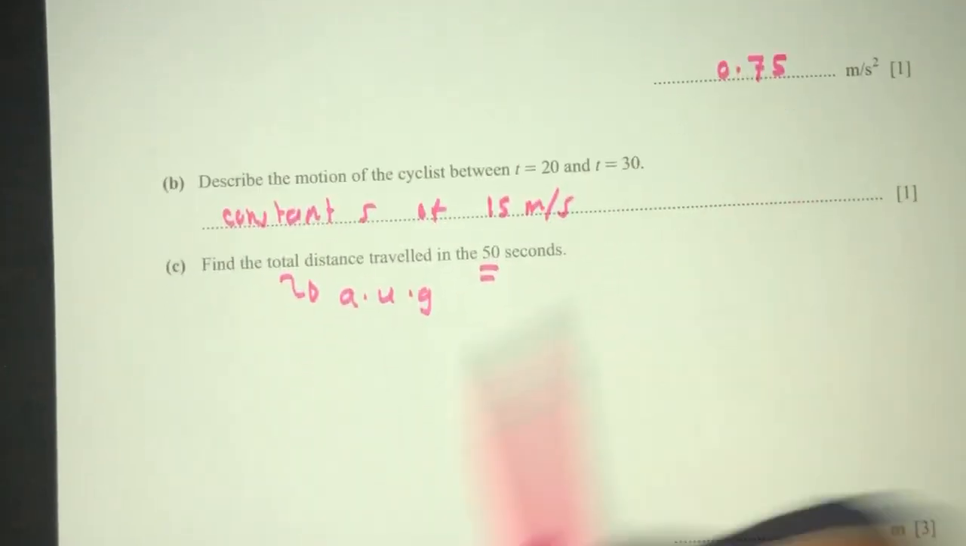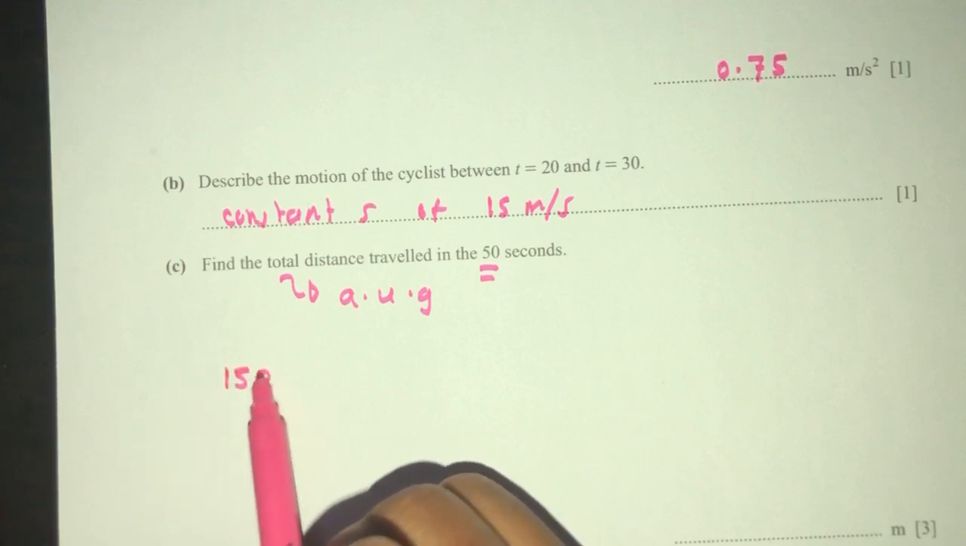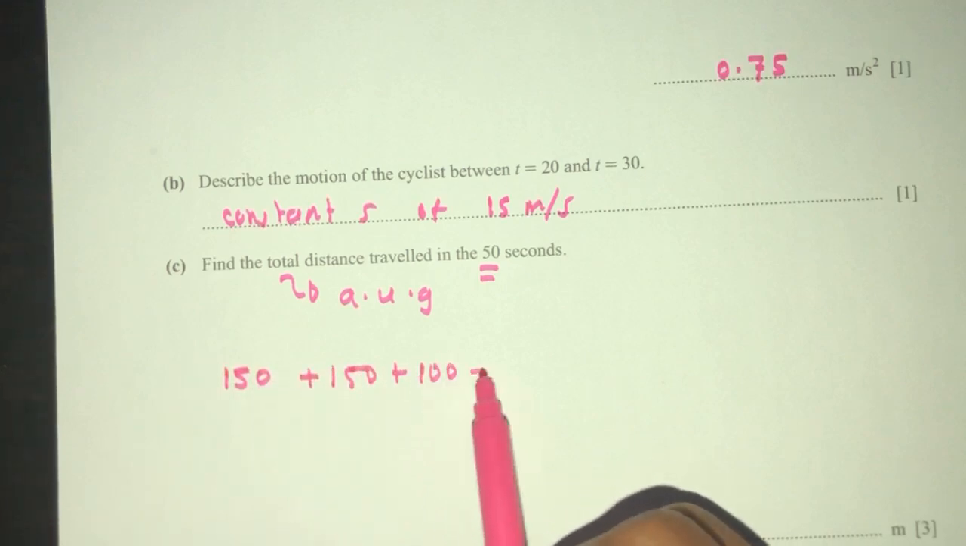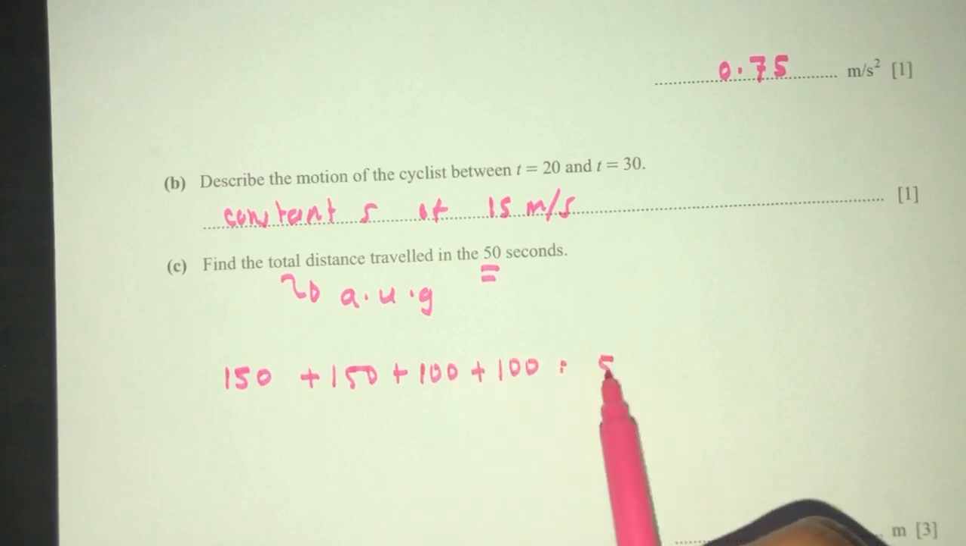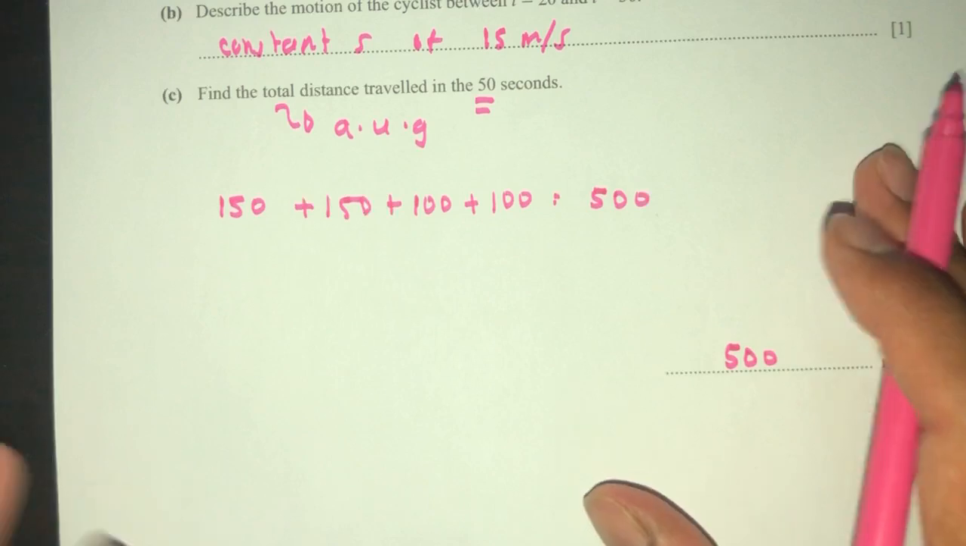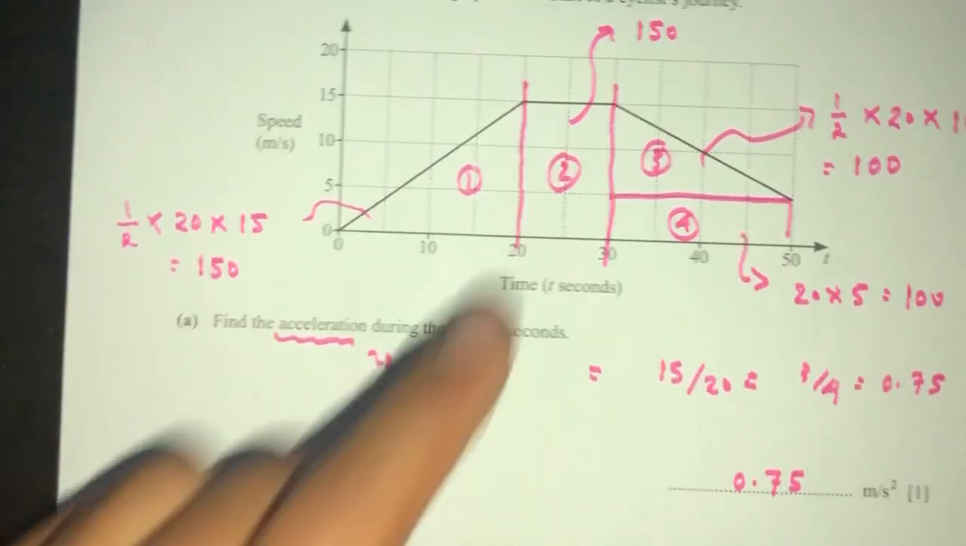So let's add everything together. Number 1 is 150 plus 150 plus 100 plus 100, and that should be 500 as your answer for your total distance traveled. This is pretty easy, step by step, to find the area under the graph.